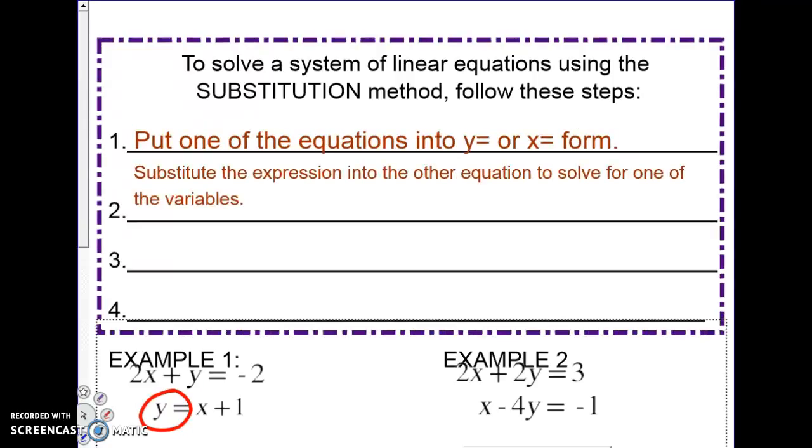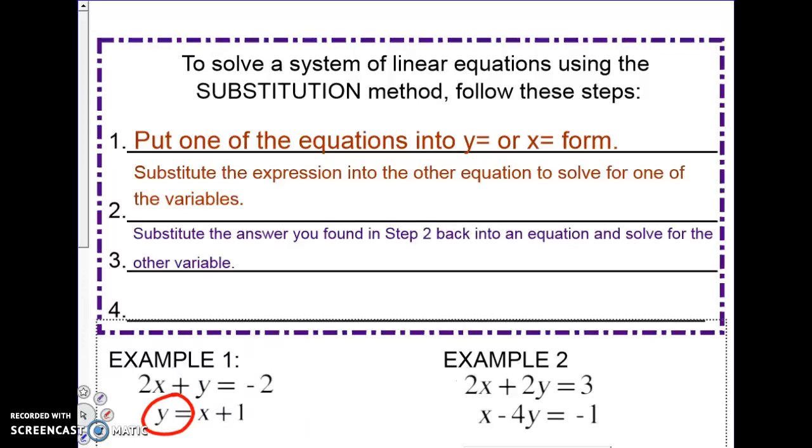Step 2 says that we're going to substitute that expression, which you might not know what that means yet, into the other equation to solve for one of the variables. So step 2 is already substituting and solving, and I'm going to show you how to do that. Then step 3 is you're going to substitute the answer you just found in step 2 back into an equation and solve for the other variable. You usually want to use the equation that's y equals or x equals to make your math a little simpler, and again I'll show you how to do that.